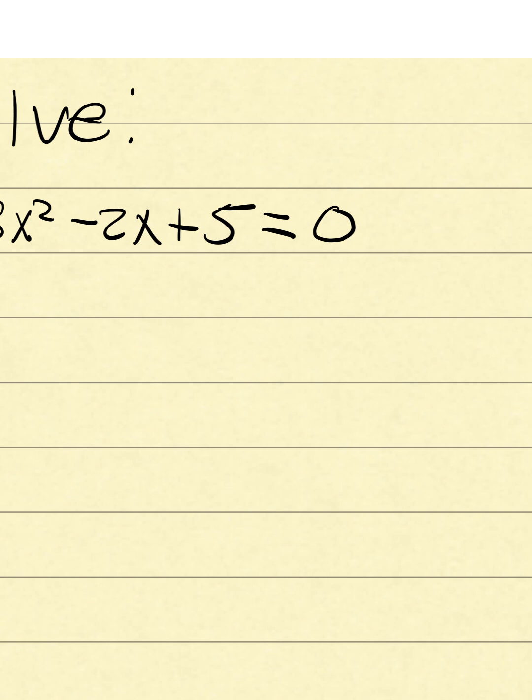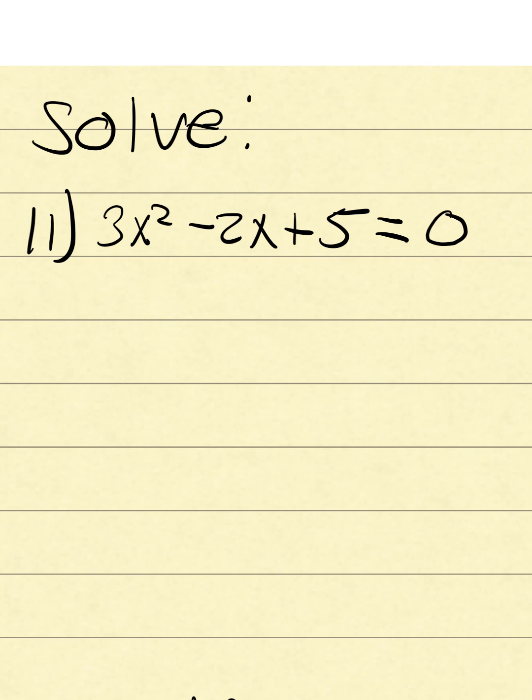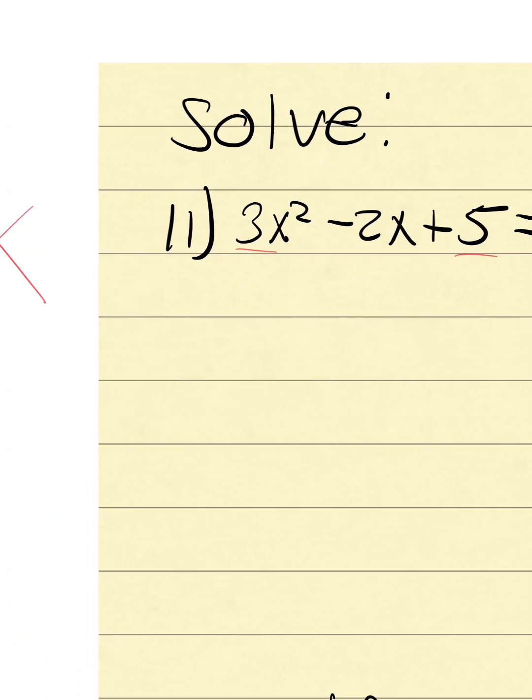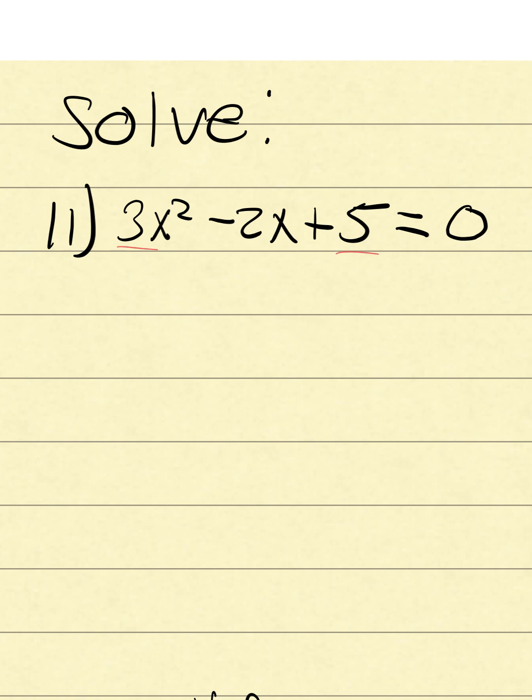Now again, this one just says to solve. So what should you check if this equation does? Factor. Always check if it factors if it just says to solve. And in this case, to factor, you would need a 3 times 5 to get 15. Are there any factors of 15 that add to -2? There are not, so you cannot factor this one. So you can do either completing the square or quadratic formula.